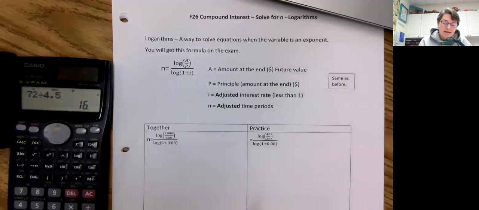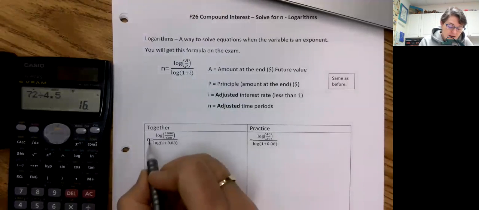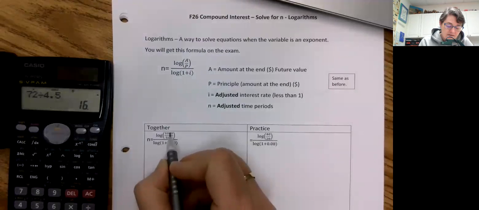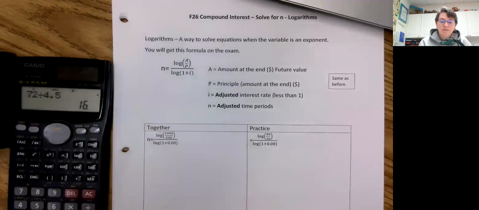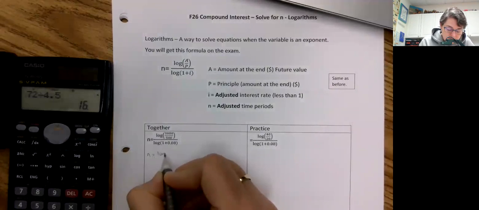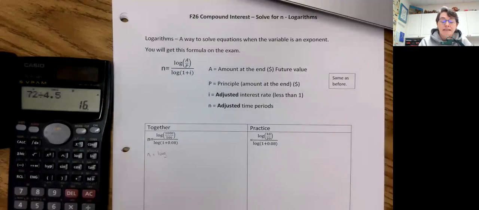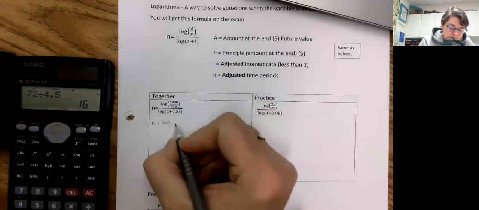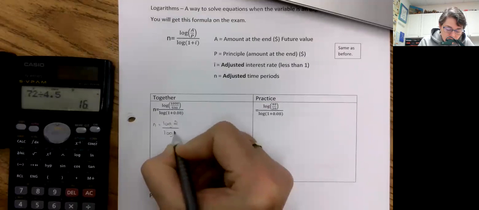Okay, I've got the numbers in here. Don't worry about what they stand for. Let's just work through the math. So n is equal to the log of 1,000 divided by 500, divided by the log of that. You still follow order of operations. So n is equal to the log of, now 1,000 divided by 500 is 2, so it's the log of 2 over the log of 1.08.